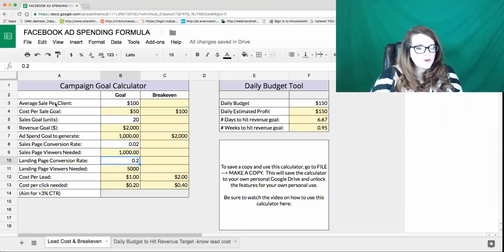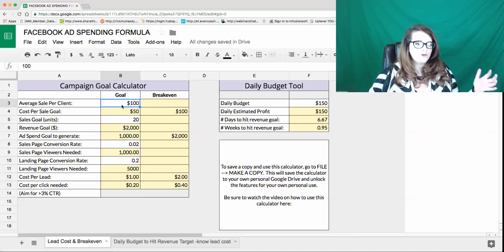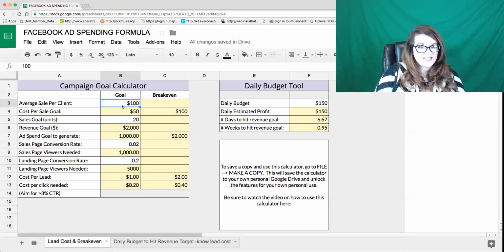So the very first thing that we're going to start with here is your average sale per client. Now, this is either going to be the cost of the item that you're advertising itself, or it can be your average lifetime value of your client. I recommend, if you know your average lifetime value of a client, if you're not a new business, you should be able to very easily calculate that by taking all of your revenues divided by all of your number of customers, divide that out to see how much a customer is worth over a lifetime instead of just today.